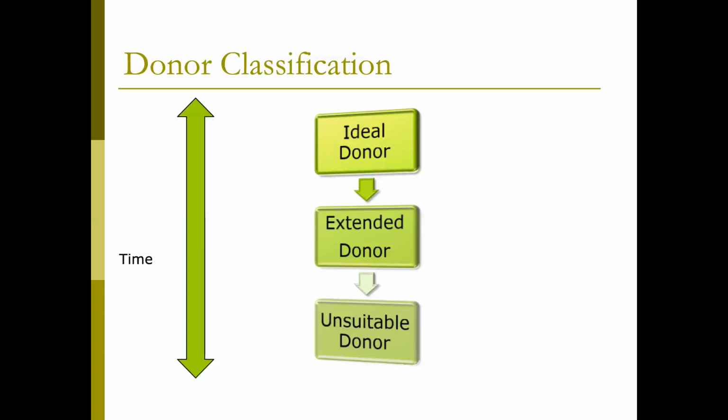So here's that whole timeline as the ideal donor comes into view. Someone is declared brain dead and has relatively good gas exchange and can be a good donor for lungs. Eventually, as time goes on, they may develop infection or other complications that are common in critically ill patients, and then over time become an unsuitable donor.